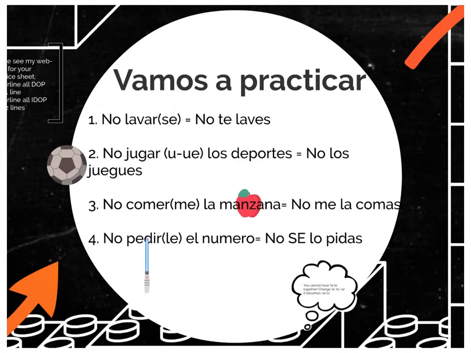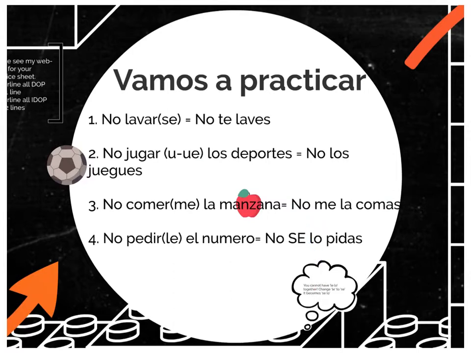For pedir, no pedirle el número. No se lo pidas. Let's break this down. No, because it's negative. Pidas, because this is an I stem changer. It's also an IR verb, so it's AS on the end. El número goes to lo, which is it.